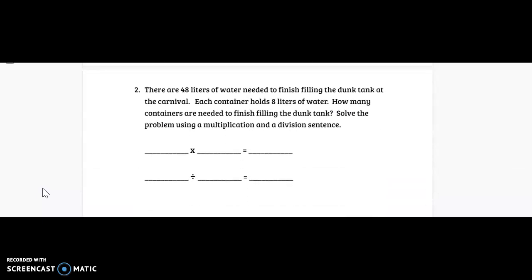There are 48 liters of water needed to finish filling the dunk tank at the carnival. Each container holds 8 liters of water. How many containers are needed to finish filling the dunk tank? Solve the problem using a multiplication and a division sentence.